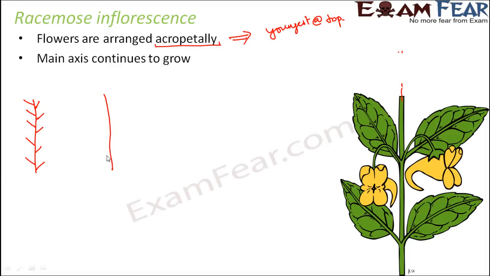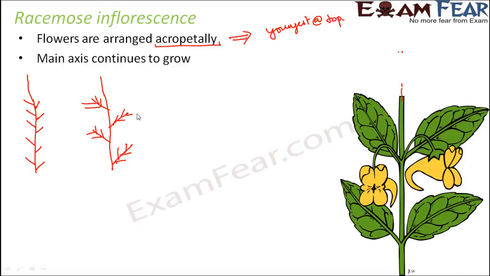This is the floral axis. You have a branch here which again bears flowers. You have another branch here which again bears flowers. You have another branch here which bears flowers. Another branch here which has flowers. So this is also an example of racemose arrangement because the main axis will continue to grow, because the main axis is not perturbed with the formation of so many flowers.